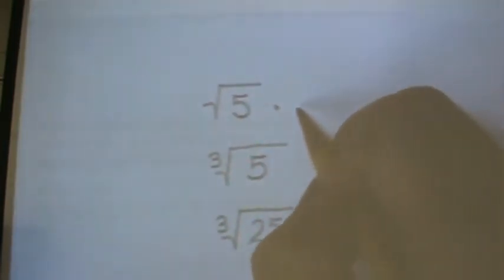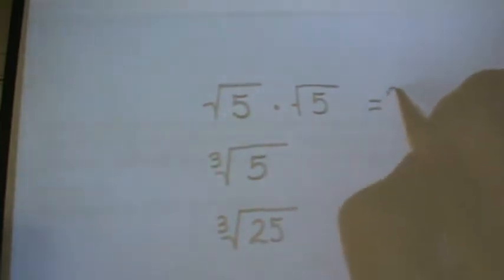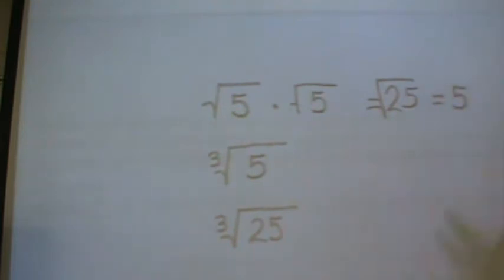What would you need to multiply this by in order to eliminate the radical? What do you need? Another 5. Another square root of 5, right? Because what's the square root of 5 times the square root of 5? 25. It's the square root of 25, which is 5, right?